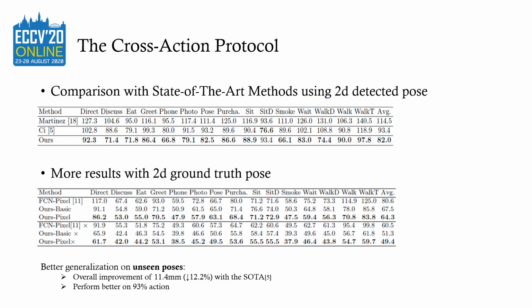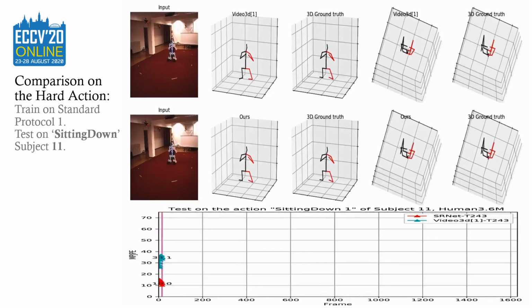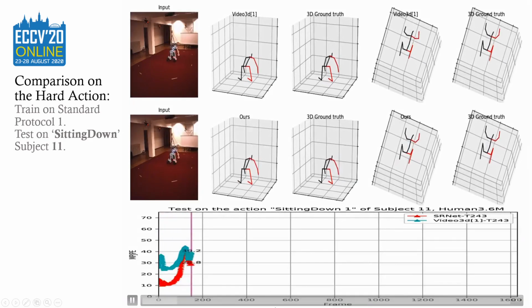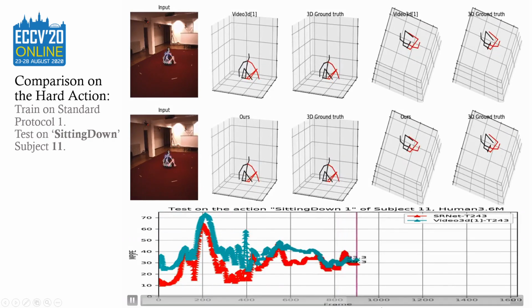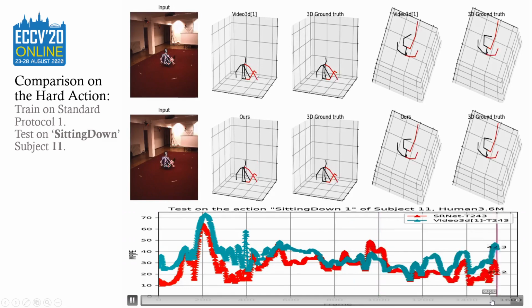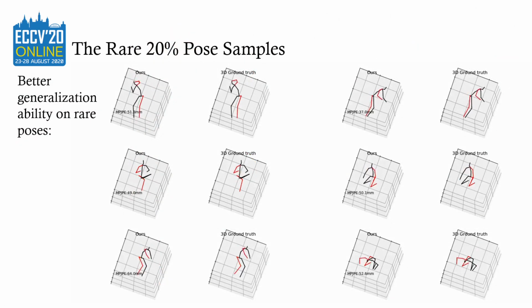Next, we show some qualitative results. From the previous table, we show the action of worst results, named sitting down, compared with the SOTA temporal model. We can see that our method can perform better under the most difficult action. Moreover, we choose some results on 20% rare pose samples randomly.